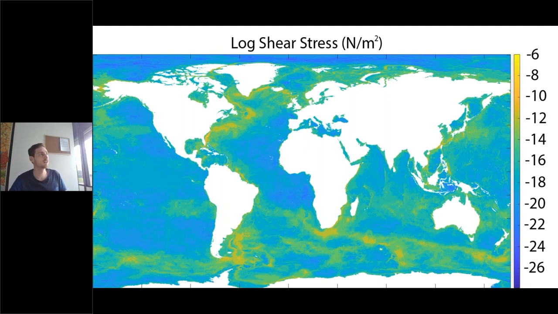What does that look like? This is the HYCOM shear stress map. This is on a log scale, so note that the values are very low. So bottom currents are actually very weak. If you compare the stresses to tidal stresses, things like that, these are much weaker.